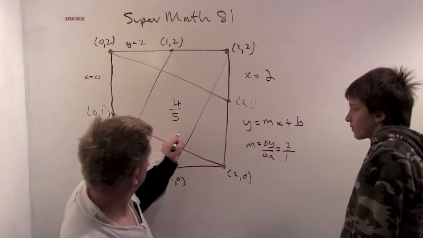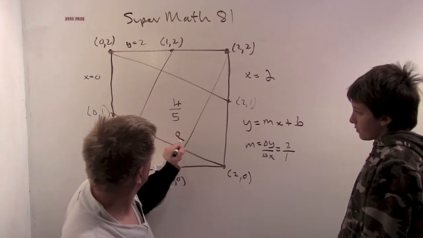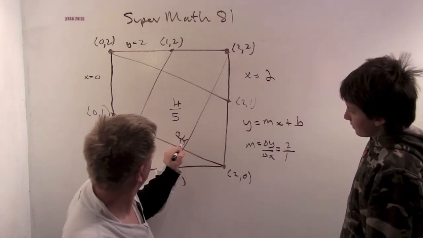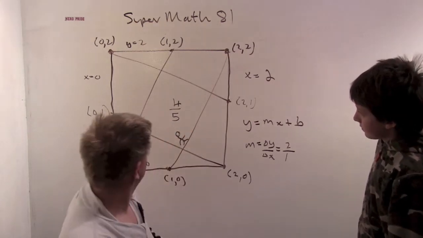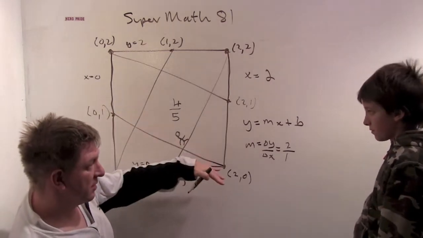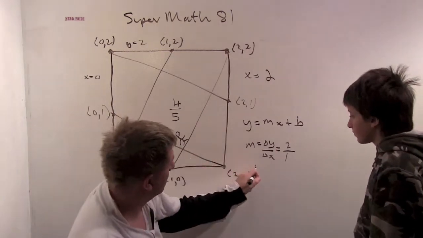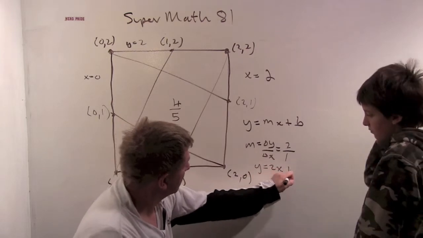If you're walking, imagine just walking up this hill. It'd be a pretty steep hill. You're walking up. This one you're walking down. So that's a positive slope. So this line is y equals 2x plus something.